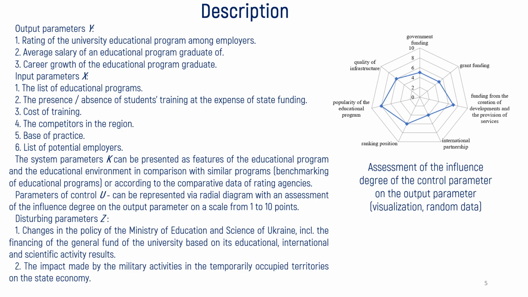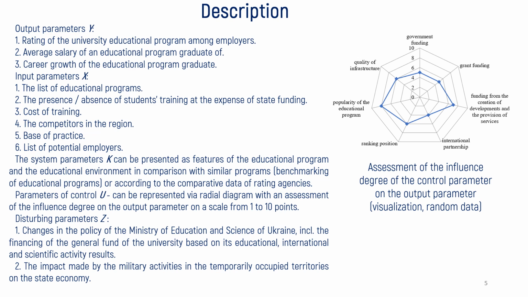Example of the white box approach for the description of the dynamic system quality of education and its socio-economic impact. The main output parameters, for example, are the rating of the university educational program among employers, the average salary of an educational program graduate, and career growth of the educational program graduate.